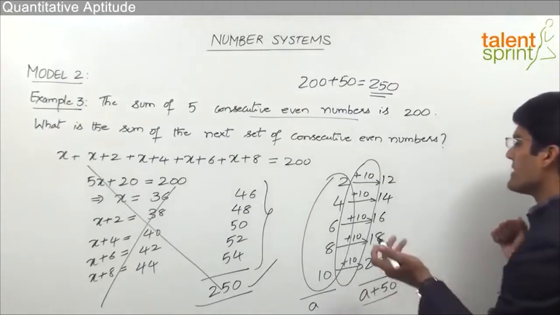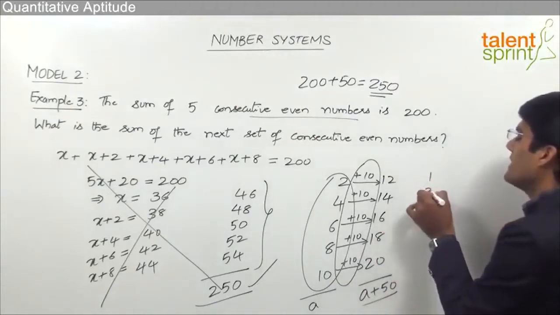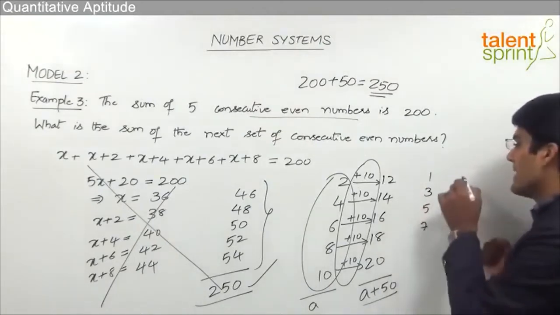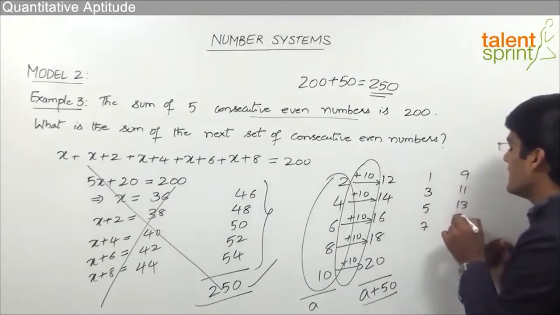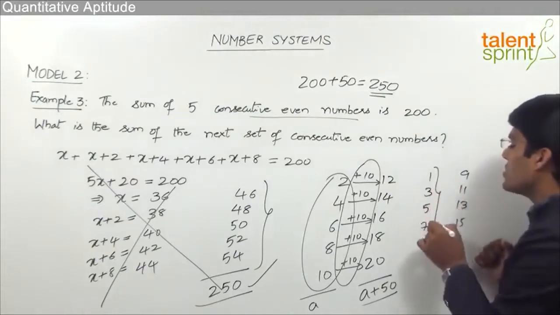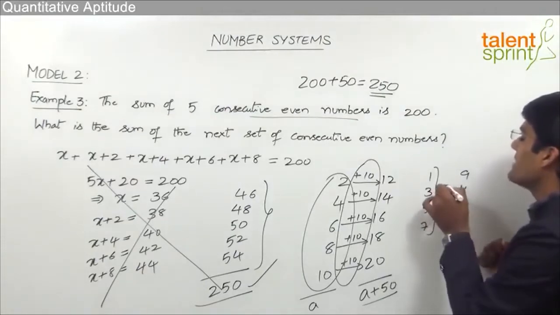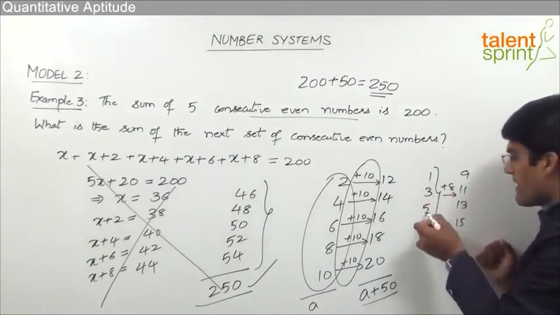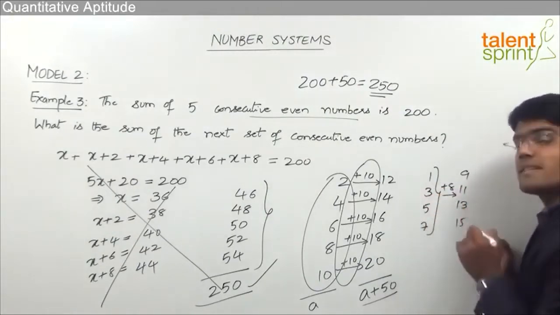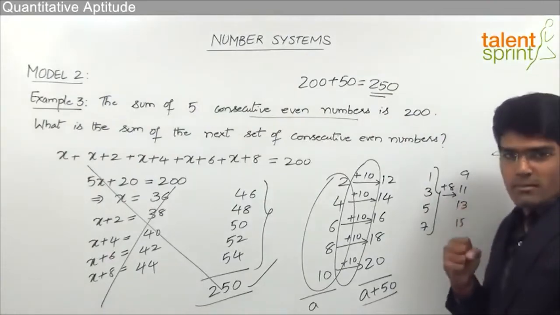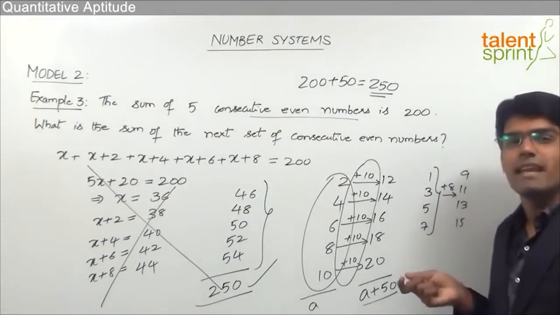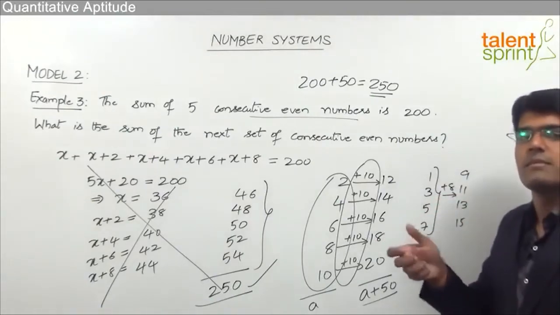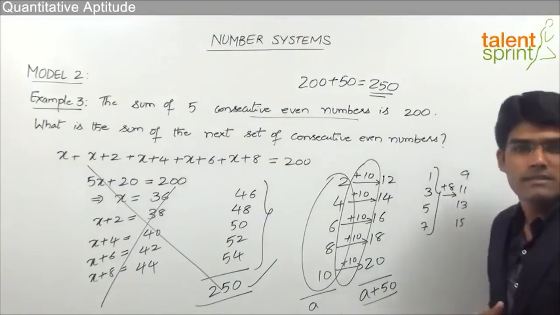For example, let's take 4 consecutive odd numbers, 1, 3, 5 and 7. When we take the next 4 consecutive odd numbers, that is 9, 11, 13 and 15, we find that in each of these cases, the numbers have increased by 8. 1 plus 8 is 9, 3 plus 8 is 11, 5 plus 8 is 13, 7 plus 8 is 15. That means when there are only 4 numbers, each number will increase only by 8. So altogether, the total will increase by 4 8s, that is nothing but 32. So plus 32 will give the required answer.